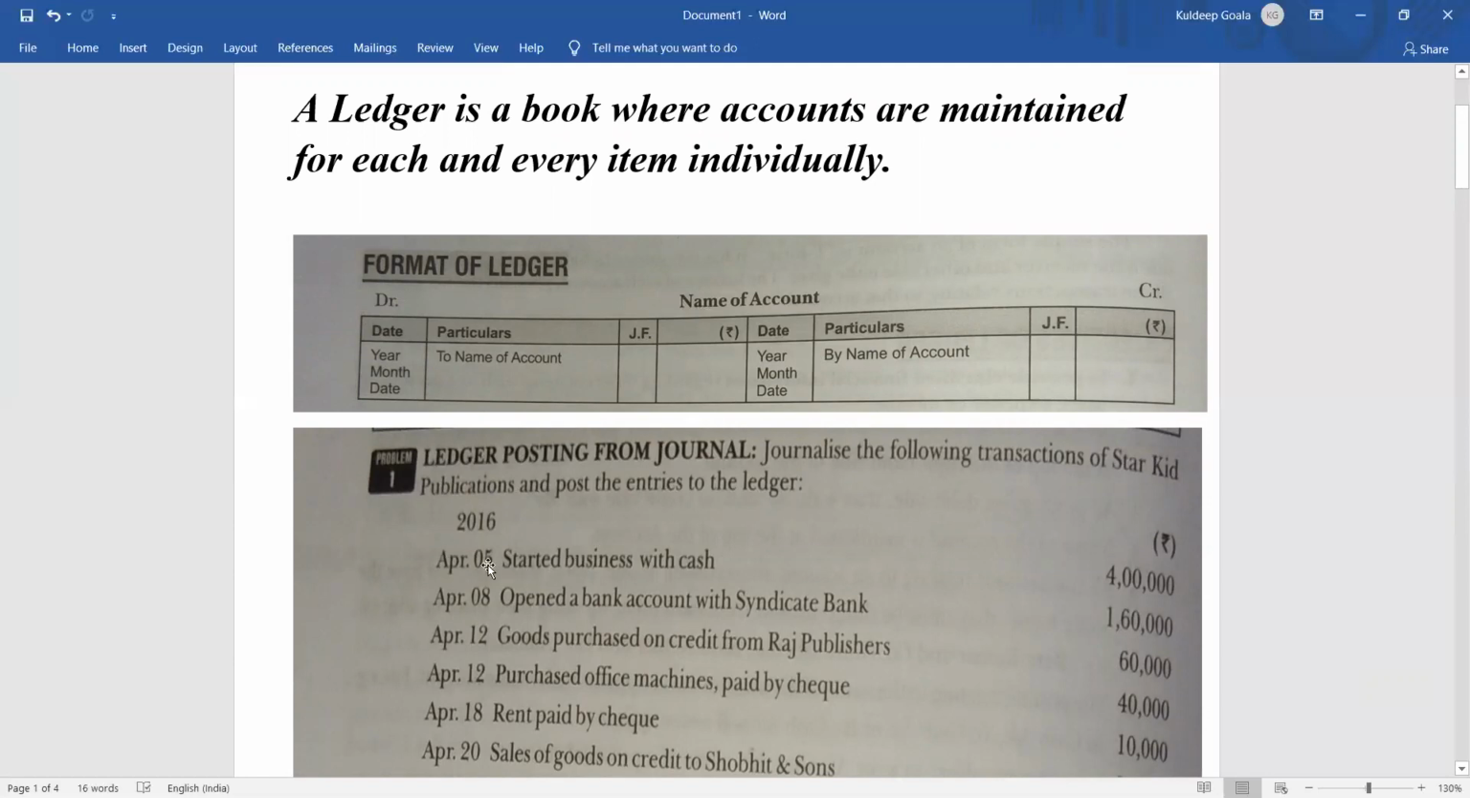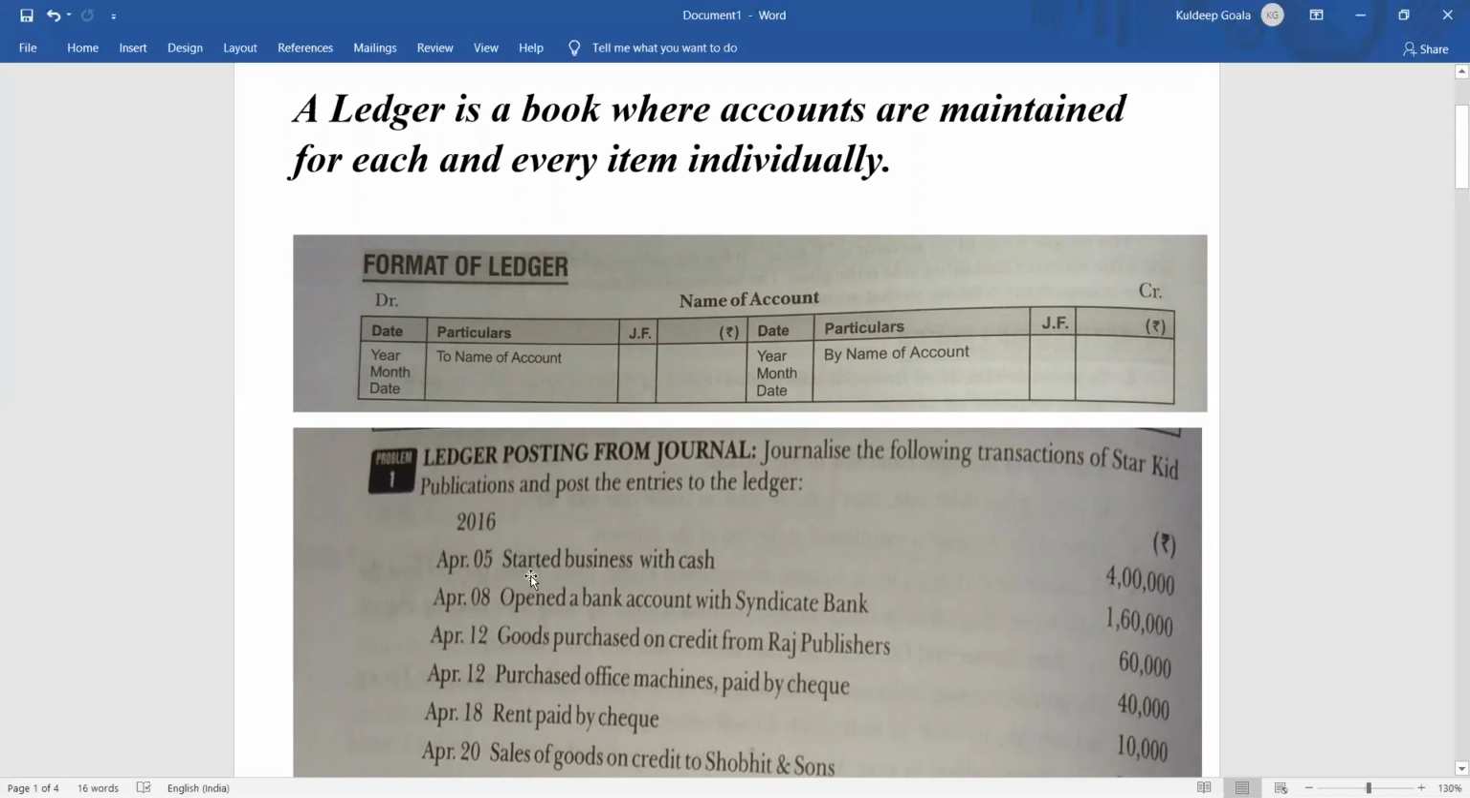So first of all, what is there? April 5. So give the year in all the boxes. You can give the year as 2006, and month also as April. Only once you write in the column, that is, once you write on the debit side, once on the credit side. No need to repeat it again and again, the month and the year. The date should be changed according to the transaction.